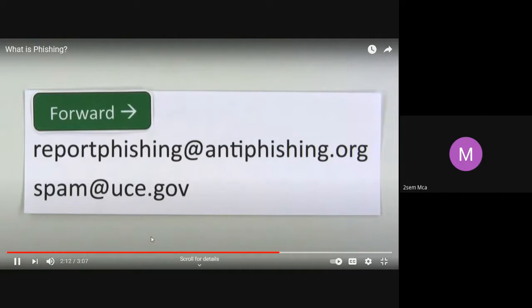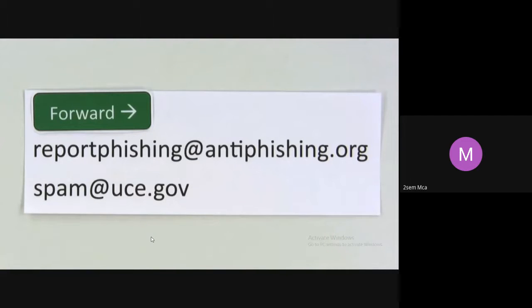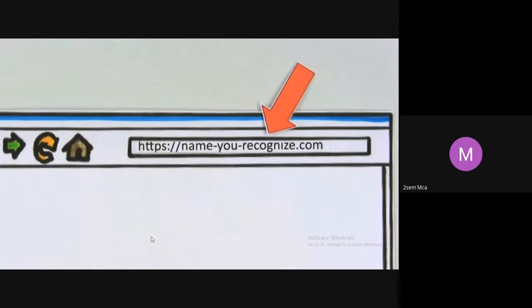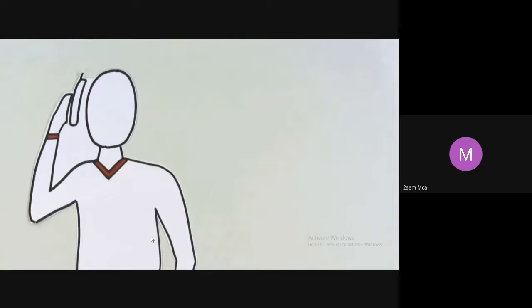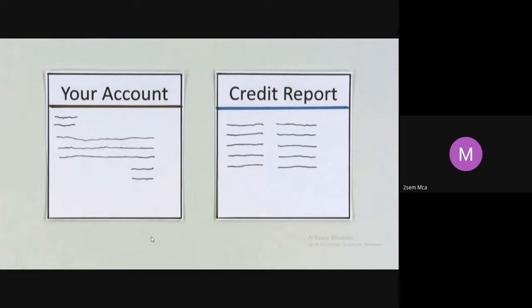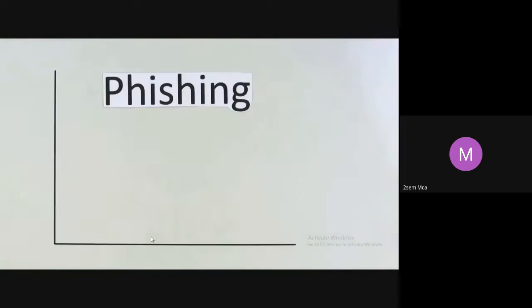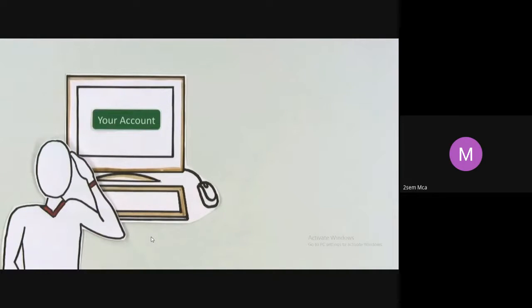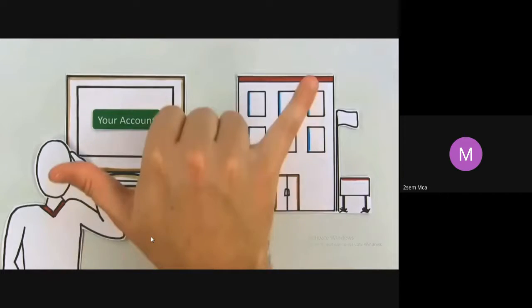Or spam@uce.gov. If an email does lead you to a suspicious website, remember to look at the web address. The address in your browser should look familiar. If you suspect that criminals have your information, immediately contact organizations where you have accounts. To protect yourself in the long run, you might also consider anti-phishing software. Further, check your online accounts and credit reports regularly, and quickly report anything that is out of place. Phishing scams are a growing threat on the internet. By being aware of the scam, you can feel confident in working with companies online. Yay!